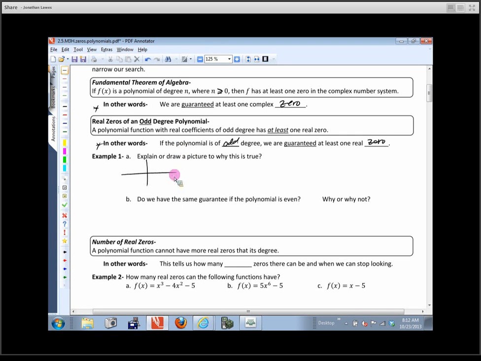If you take any odd degree polynomial, no matter how many times it wiggles around in the middle, it's got to start down here and then it's got to end up here. So is there any way it can go from being negative to being positive without crossing through 0? No way. Even if it has a negative in front of it, it starts up and then ends down. It's got to cross through 0 somewhere. Does that make sense? Now, it could cross more than one time, but it's got to cross at least once. Okay? So, do we have the same guarantee if it's even? Raymond says no. Raymond, why do you say no?